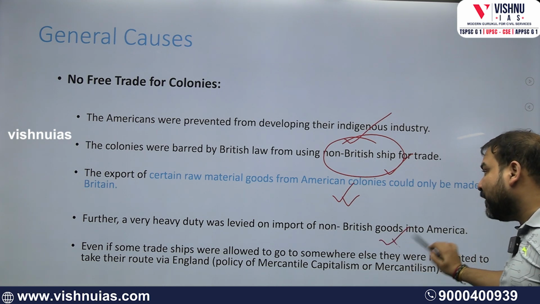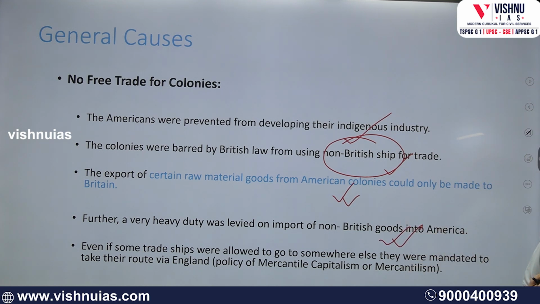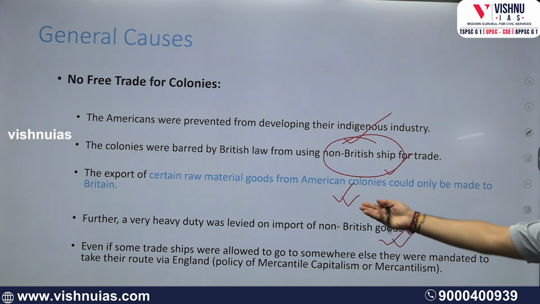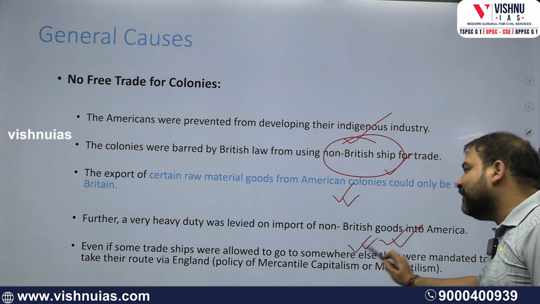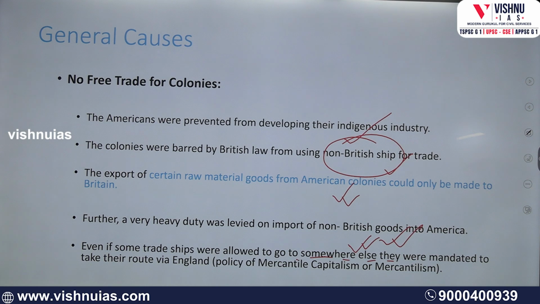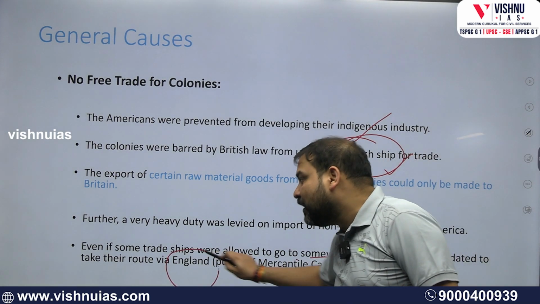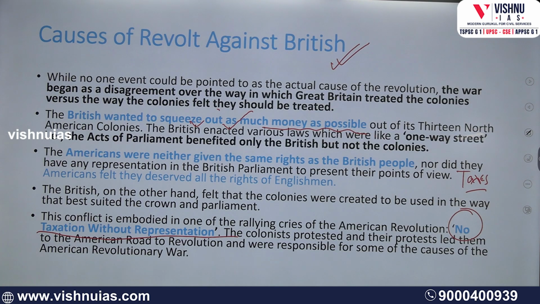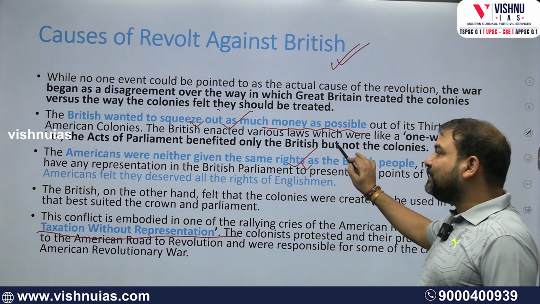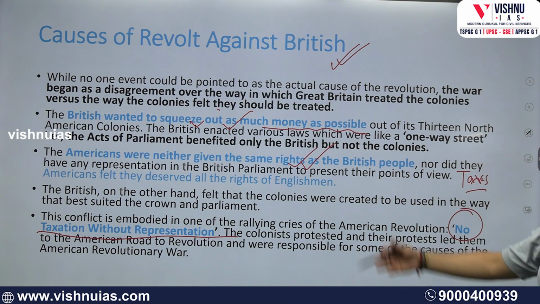Number 4, for every non-British good that was coming into America, there was a huge tax or duty levied by the British government. Number 5, even if some ships were allowed to go somewhere else, the true trade route was via England only. Don't you see there is a clear-cut discrimination against the American colonists by the British? Americans were neither given the same rights as the British, nor did they have representation in the British Parliament.